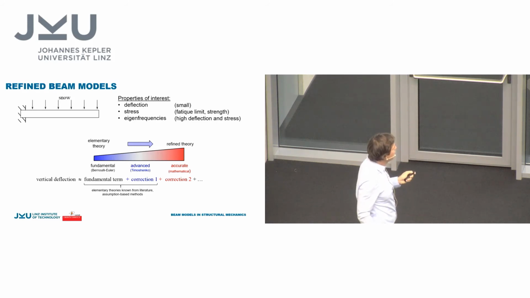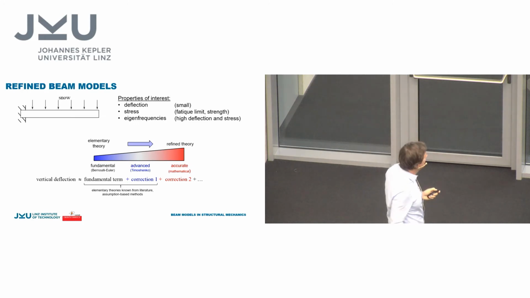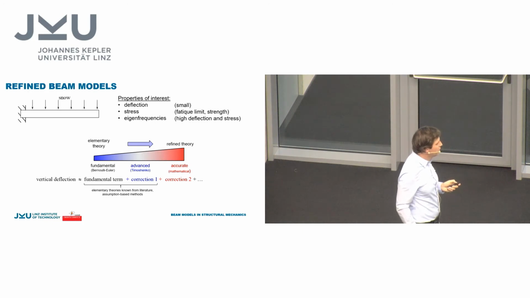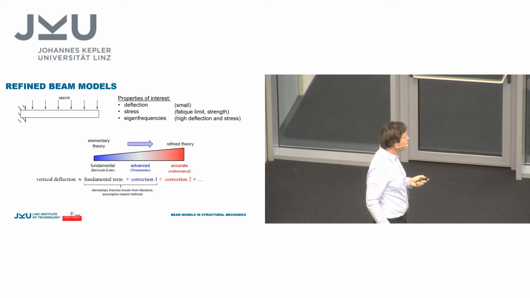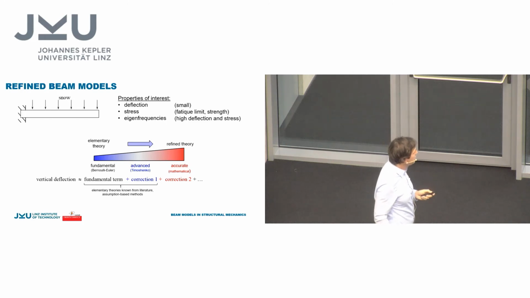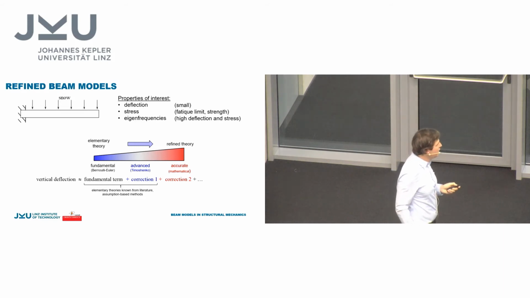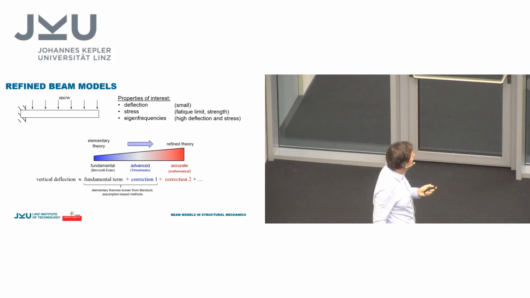These, what I call here fundamental and advanced theories, are so-called assumption-based methods. This means that we impose restrictions on the displacement field. And this refined theory, what I call here accurate theory or refined theory, is an outcome from this project, and this is a non-assumption based method. For this theory, I use an energy formulation and a certain mathematical procedure in order to get the higher order beam model.